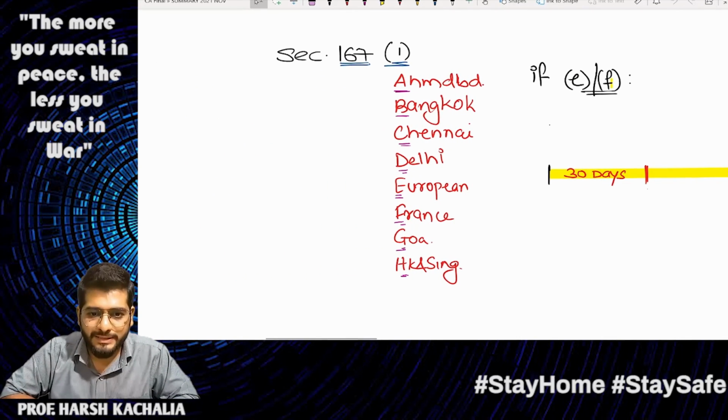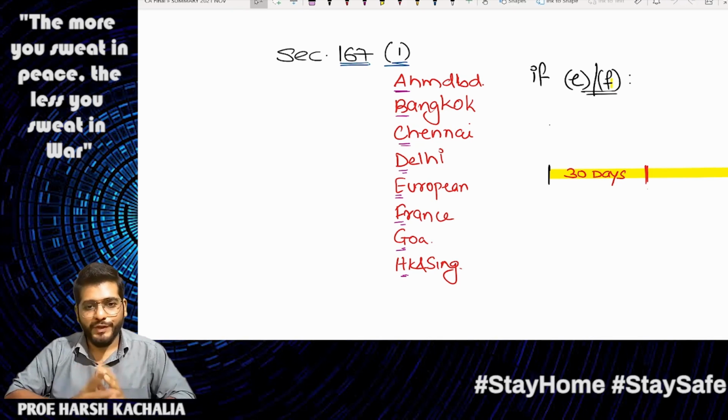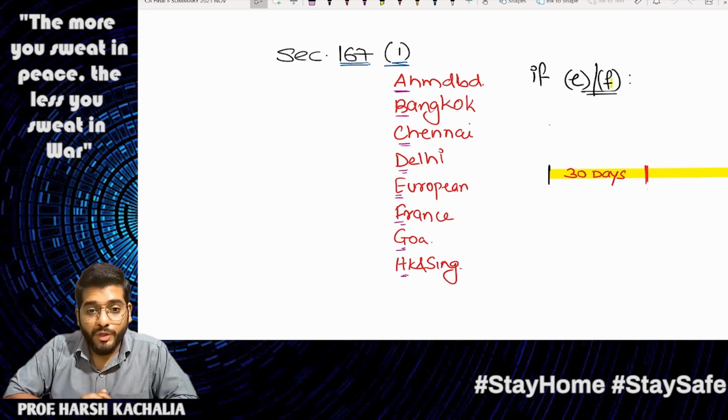So here I'm going to teach you a small memory trick where I used the names of different places, and to remember the story in the same sequence, you just have to remember the names of the places in alphabetical order as you can see on the screen. A for Ahmedabad, B for Bangkok, C for Chennai, D for Delhi, E for Europe, F for France, G for Goa, H for Hong Kong, Singapore. Just the sequence.